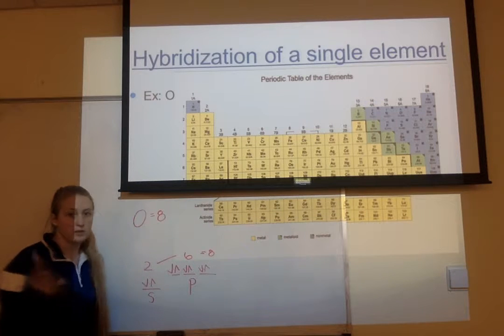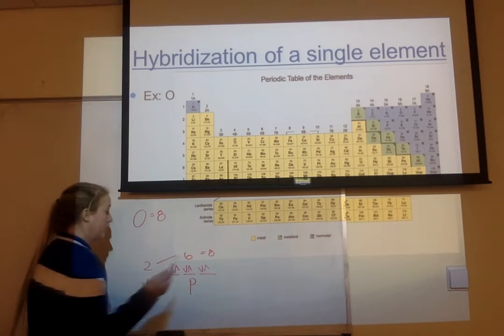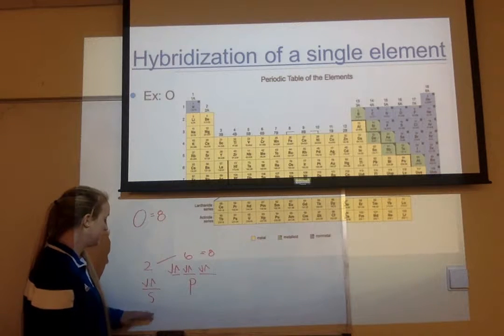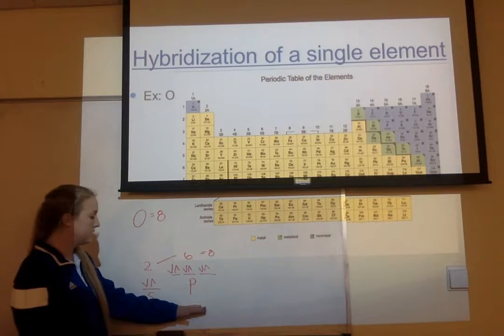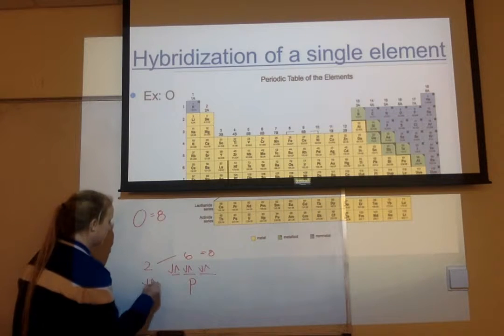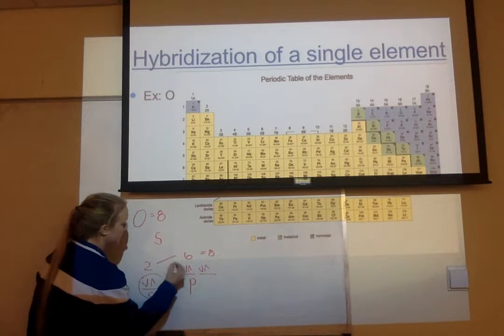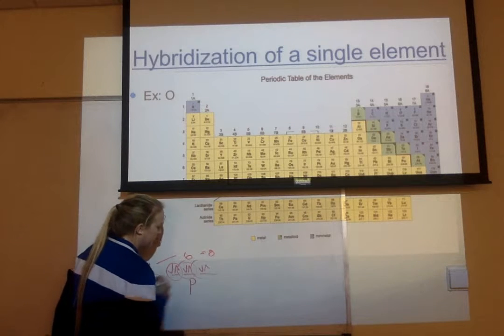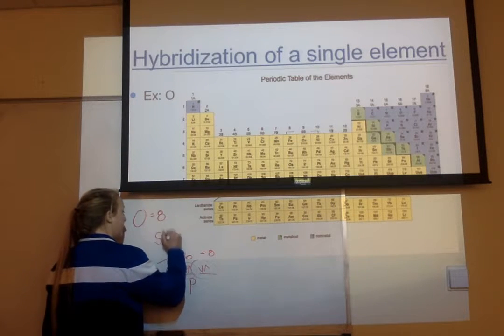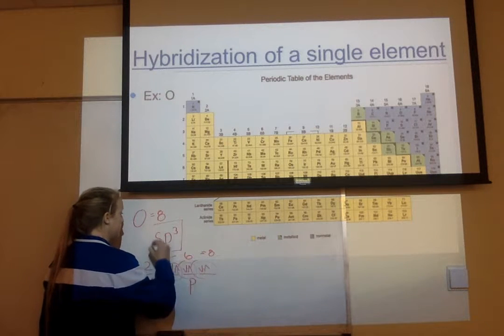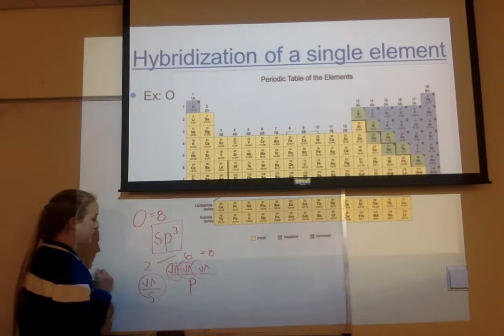So now going back to the grocery store metaphor, since we started with s because it's the cheapest, and then we went to p, which is second cheapest: since we used all of the s orbital, we're going to write s. And since we used all 3 of the p orbitals, we're going to write sp3. This is the hybridization of oxygen.